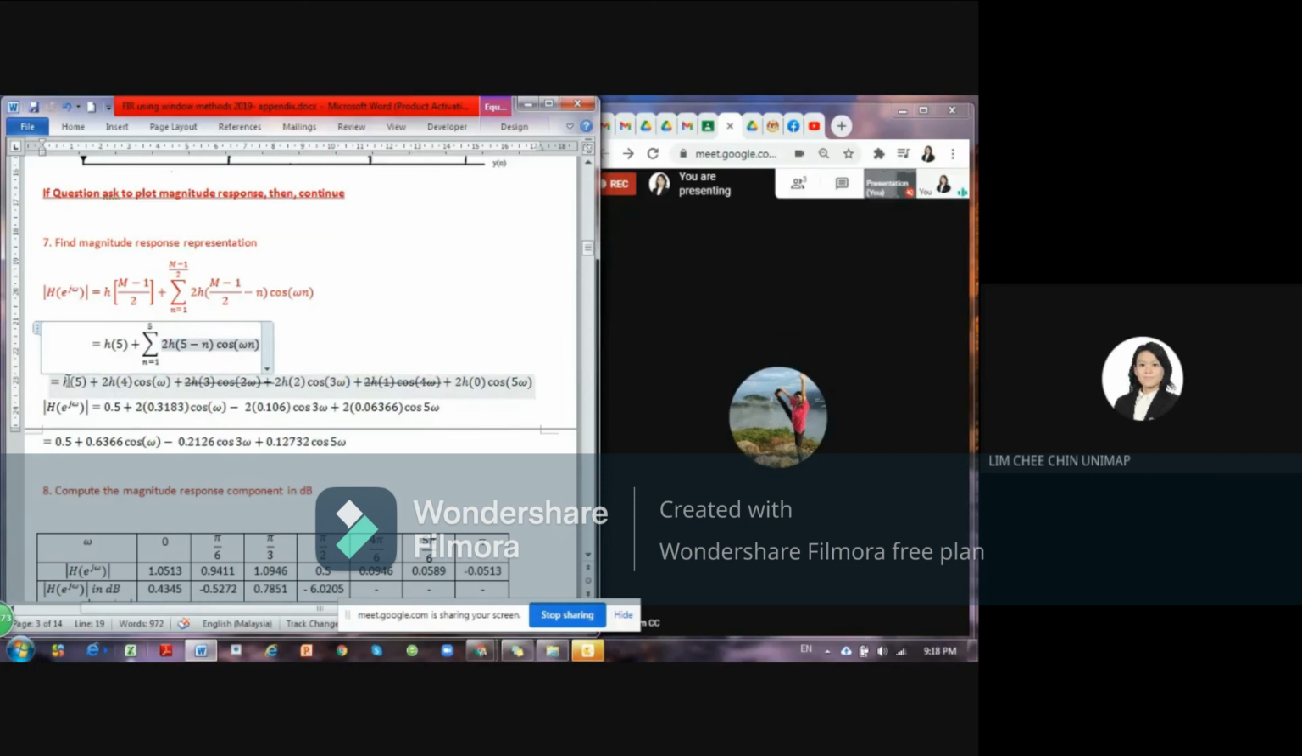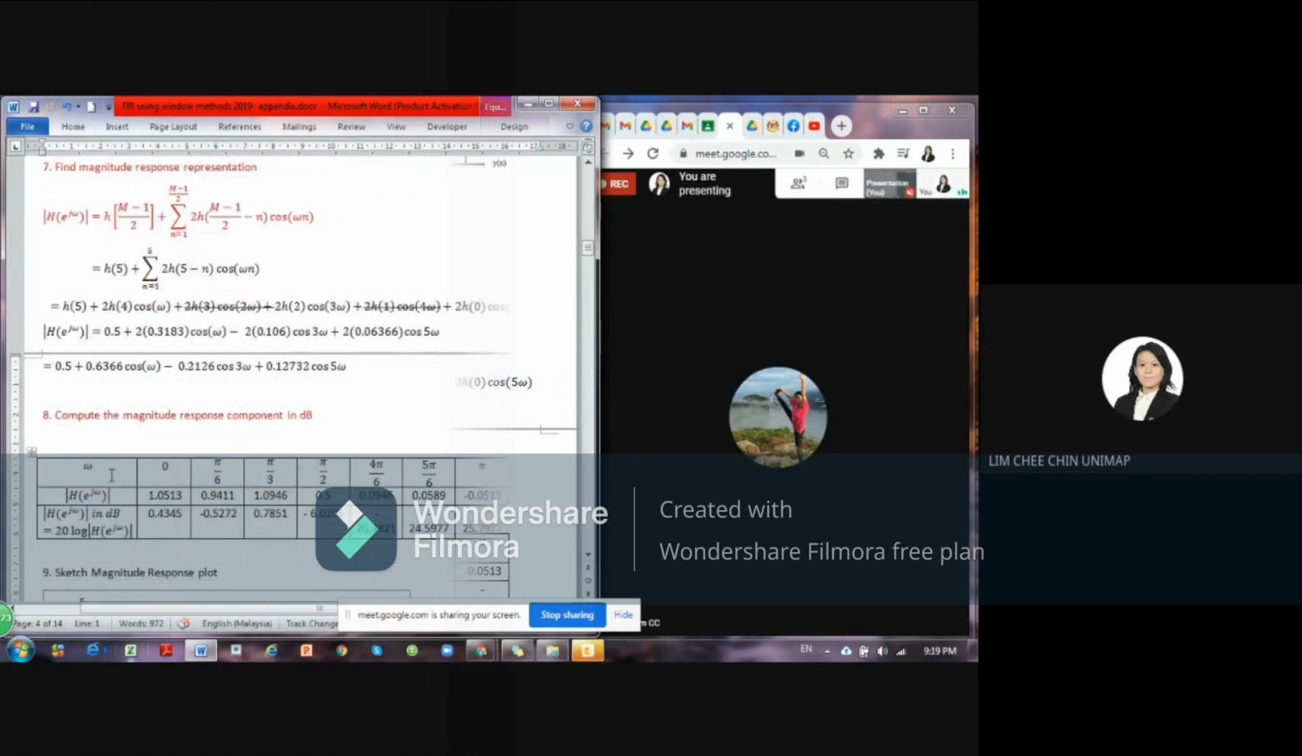Then you put in the calculation. So you know that h of 5 is 0.5. Then this one, 2h4 cos, you know your h4 is 0.3183, so you just put in cos. And this one we know that h3 is 0, so it's 0. So that's why we do here 2 multiplied by 0. Then h2, because it has negative, so we multiply and it becomes negative, 0.106 cos 3ω. Then at the end we get this equation.